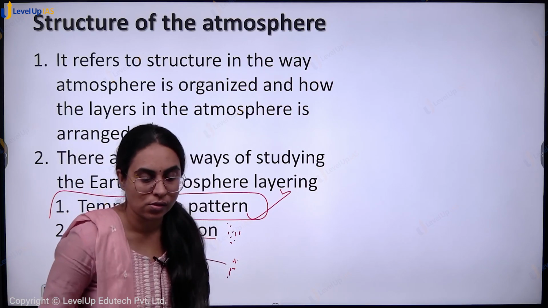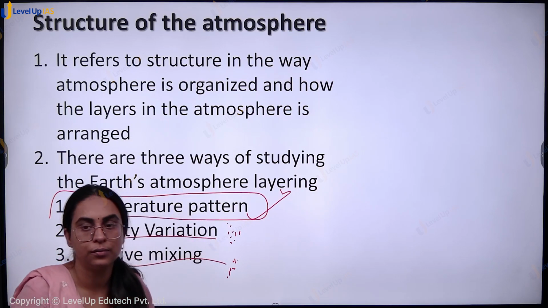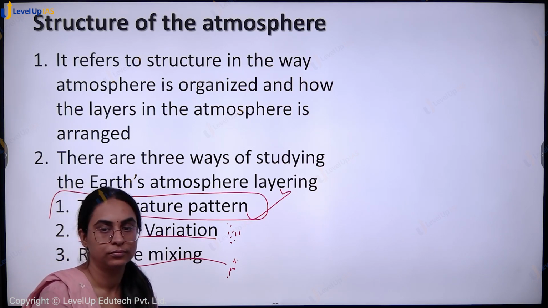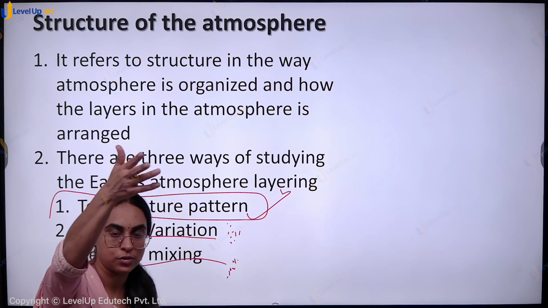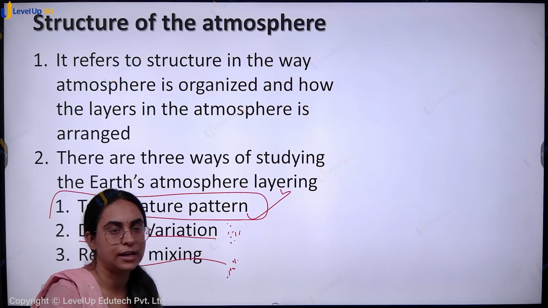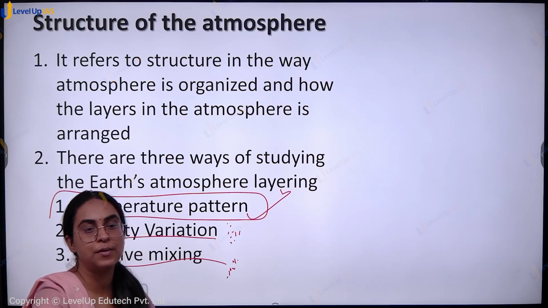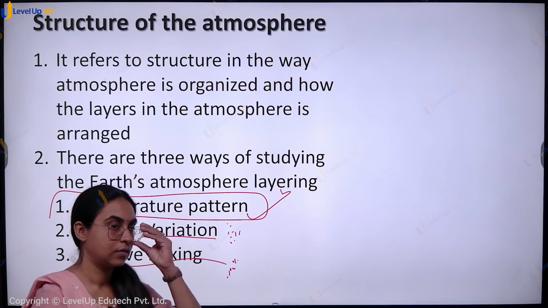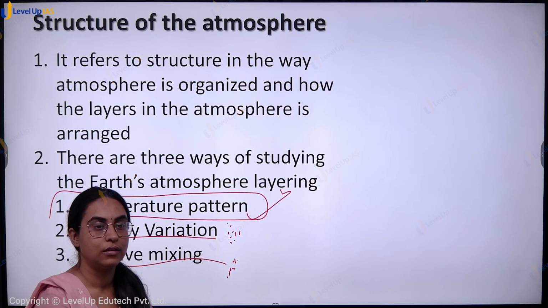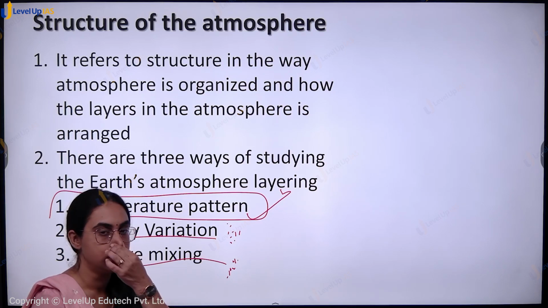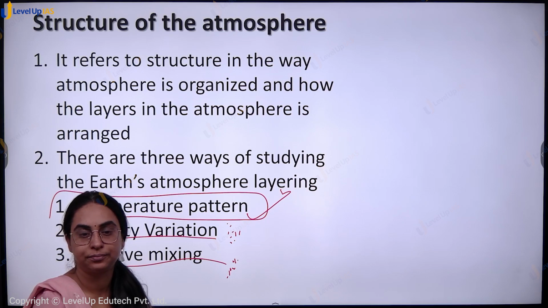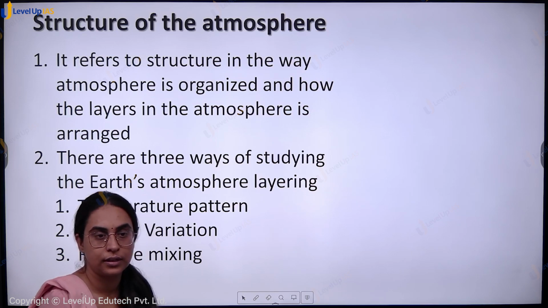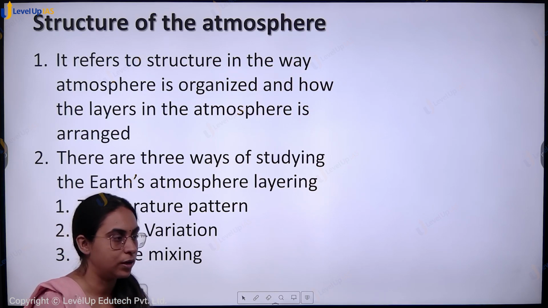One, on the basis of temperature pattern, which you know: troposphere, stratosphere, mesosphere, and thermosphere. That is the first one. Second, on the basis of relative mixing. And the third, on the basis of density. Okay, so let us understand each one of them one by one.